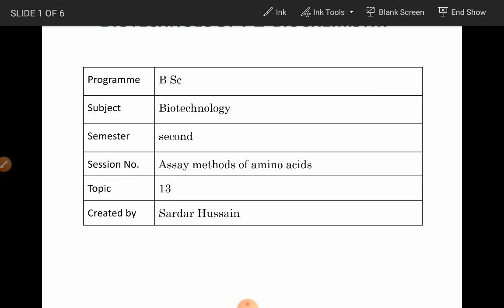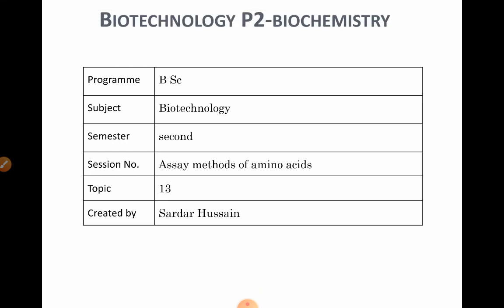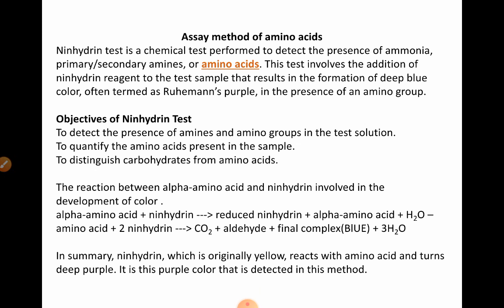The topic of today's discussion is assay of amino acids. How we can assay the amino acids. So, in this topic, we'll discuss some tests by which we can tell whether amino acids are present or not in the given sample. This is a method to detect the presence of amino acids.